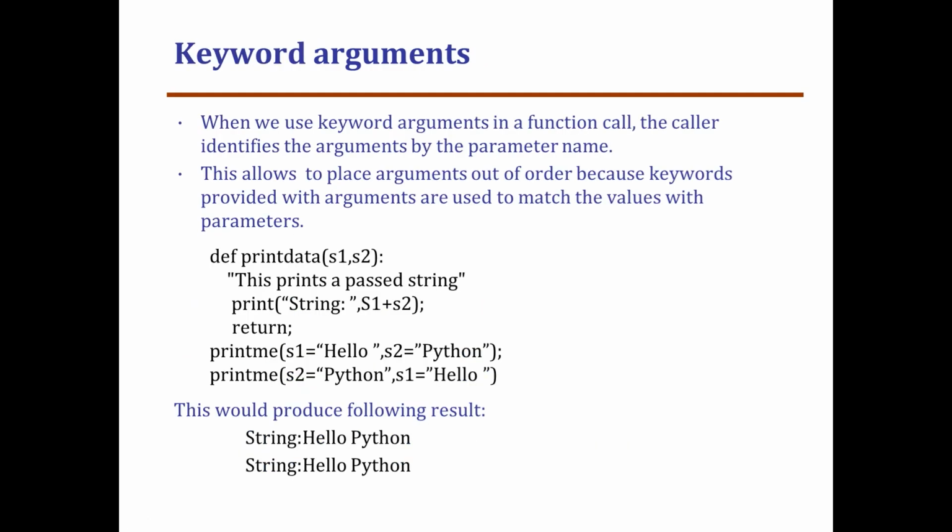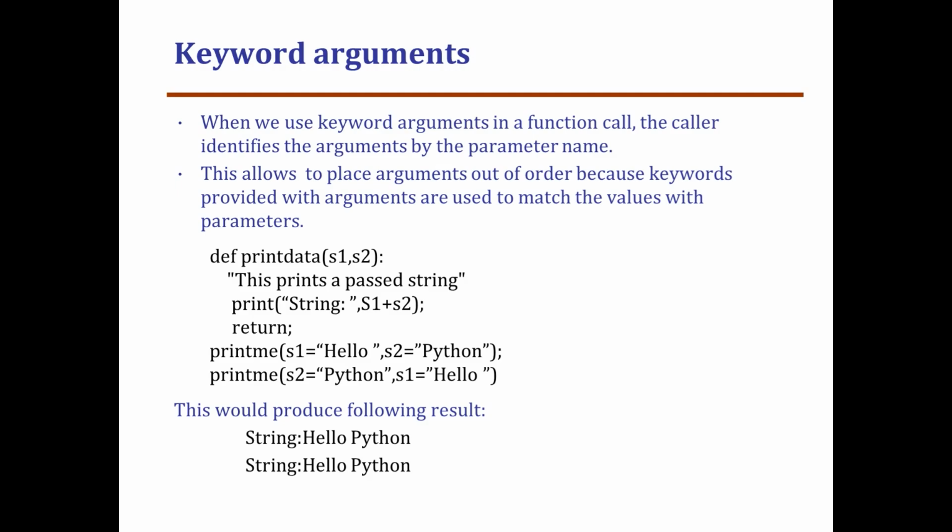The second type is the keyword arguments, where the arguments can be labeled while calling. While calling the function, when passing the arguments, we can label them, we can give a name to the values we pass. So when we use keyword arguments in a function call, the caller identifies the arguments by the name or the label given. This allows us to place the arguments out of order. Whenever we use keyword arguments, the order does not matter, the keyword matters.